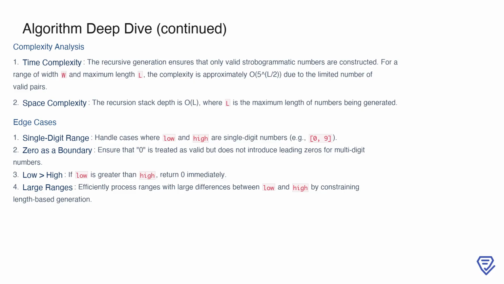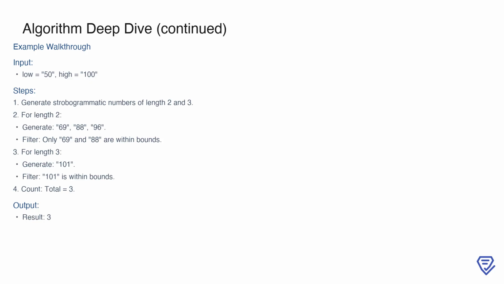For single-digit ranges, such as 0, 9, the algorithm must correctly account for valid single-digit strobogrammatic numbers. When 0 is a boundary value, the algorithm should ensure 0 is treated as valid but avoid introducing leading zeros in multi-digit numbers. If low is greater than high, the function should immediately return 0. For ranges with significant differences between low and high, the algorithm efficiently constrains generation by focusing only on lengths between the bounds. Let's consider an example where low is 50 and high is 100.